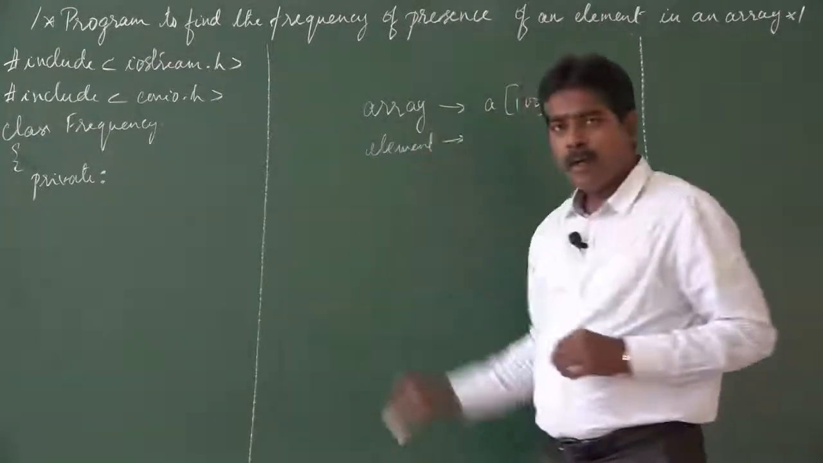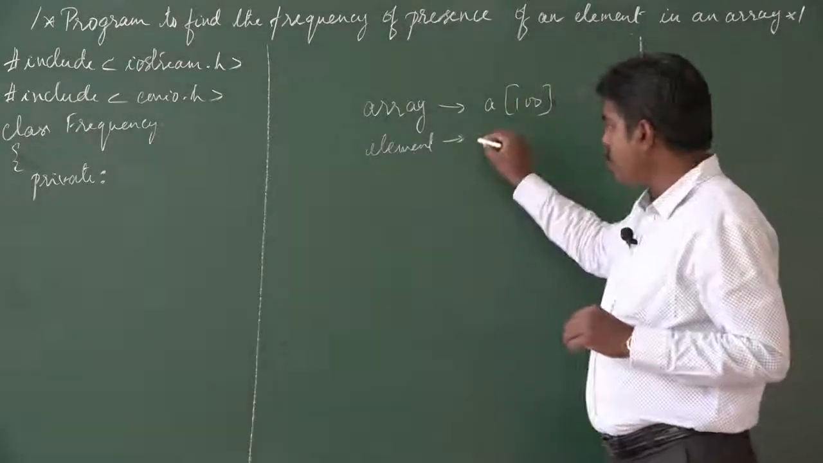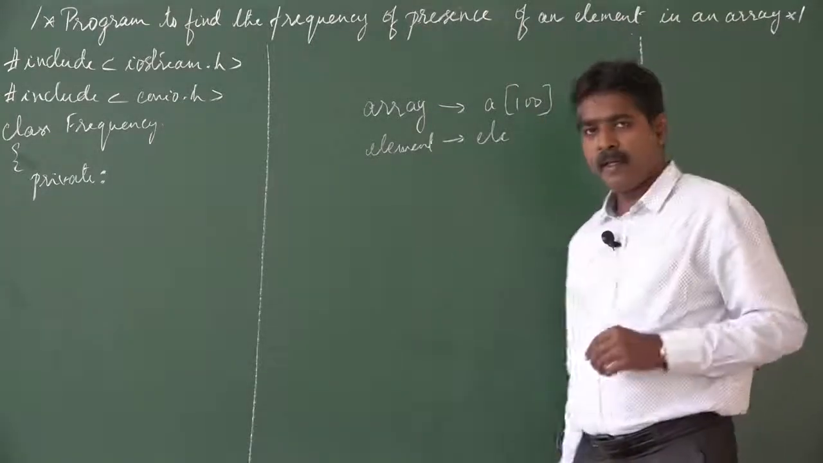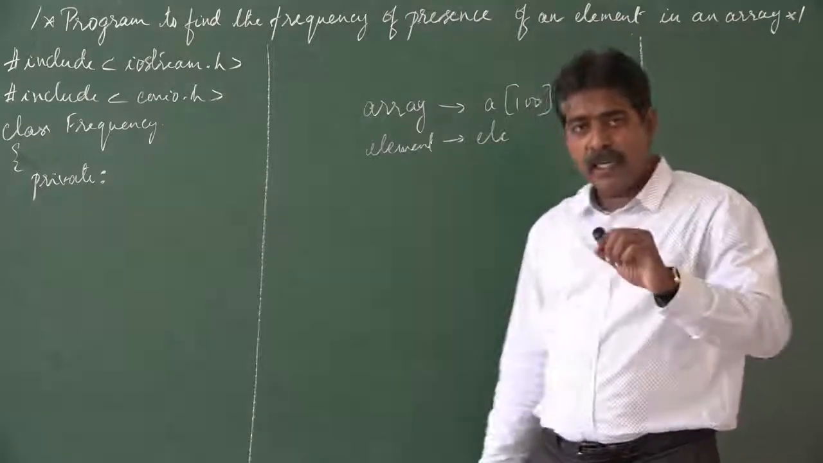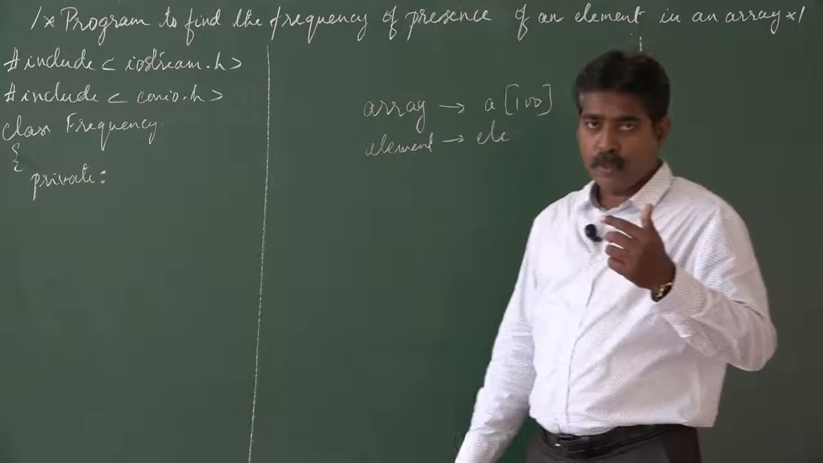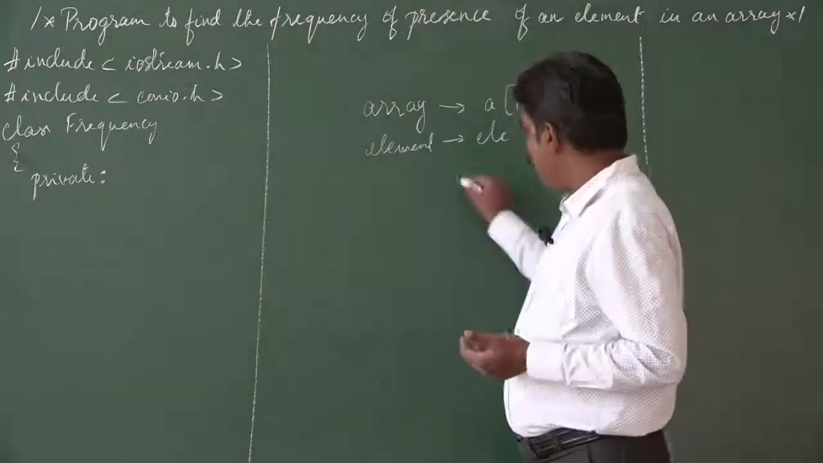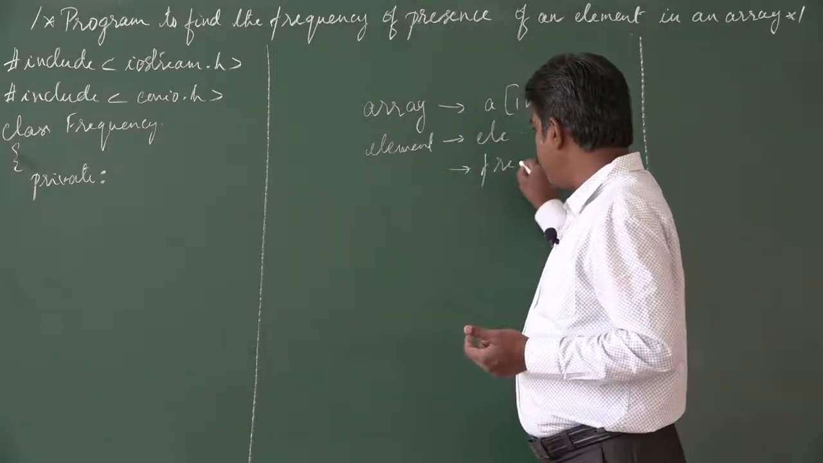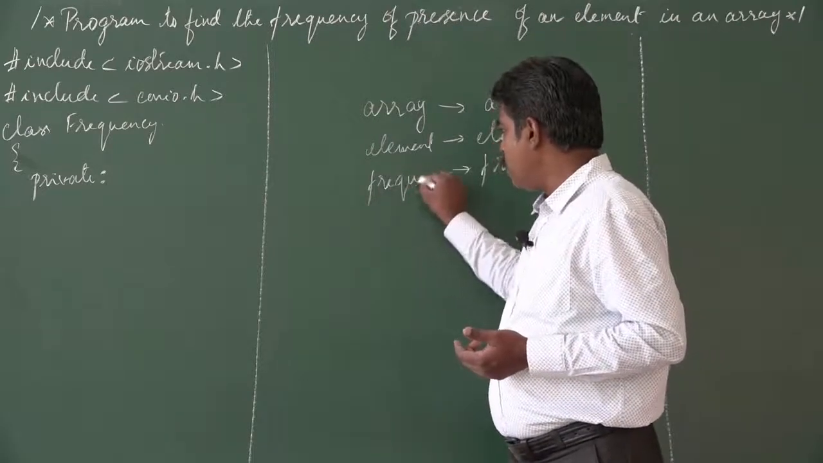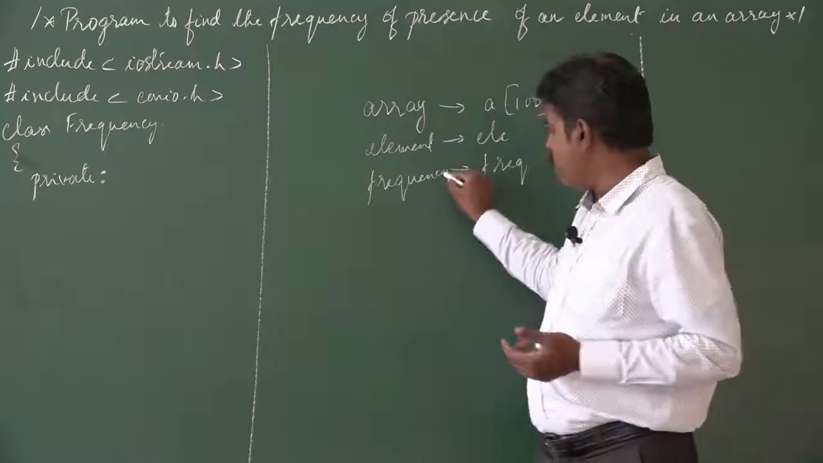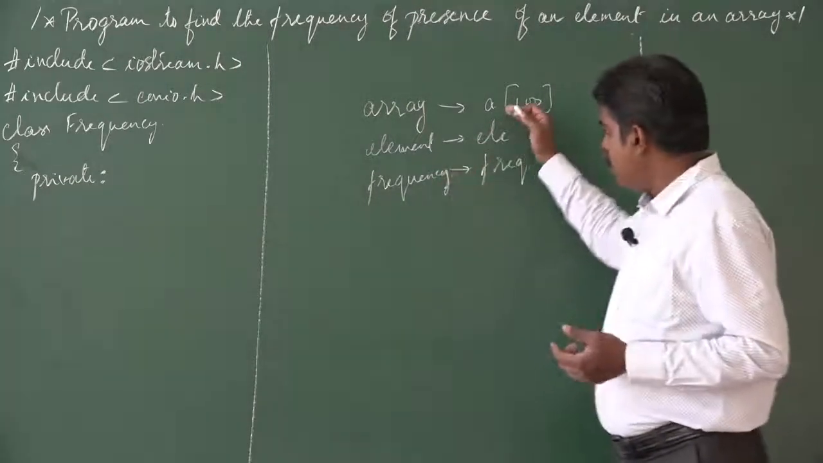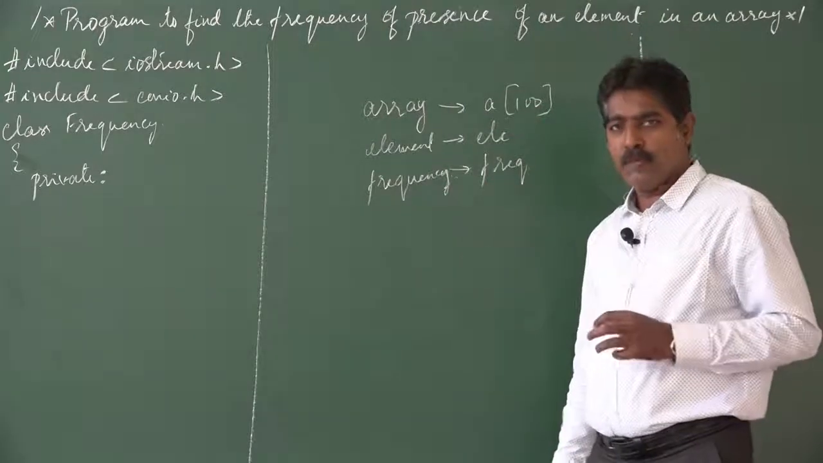So I need one more variable for the element, that is ELE, which I have taken. That is to find whether this ELE is found. If it is found, how many times it is found. To count the times, we have a variable called frequency, or you can call that a counter also. Count also you can use, how many times that is present. So these are the three important things that we want.